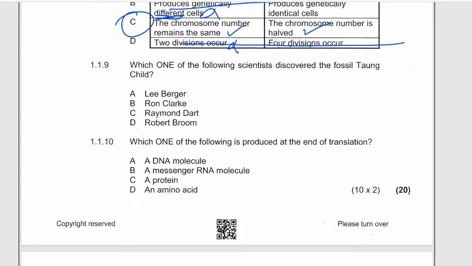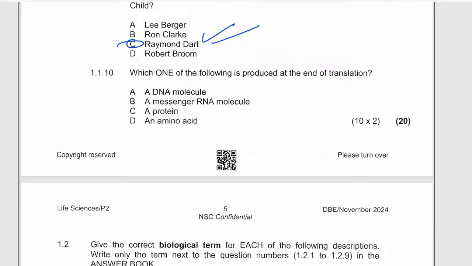All right, let's continue. Which one of the following scientists discovered the Taung Child? This one I've been saying that they like it. I don't know why they like it. It is Raymond Dart. No discussion about it. If you want more, you go to the Distinction material by M. Saidi, grade 10, 11, and 12.